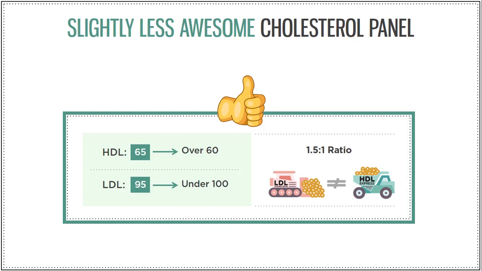Now let's take a look at what a slightly less awesome, but still really good cholesterol panel might look like. Here the LDL is less than 100, but higher than 70. This is generally considered to be an optimal range for most people. Your HDL target hasn't changed, it stays right above 60. So here, our ratio of LDL to HDL is 1.5 to 1. It's almost 1:1, but not quite.